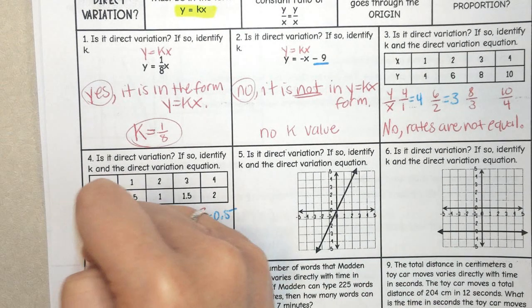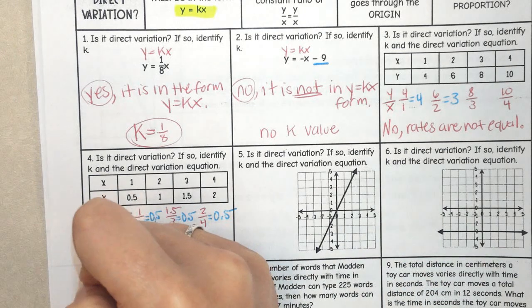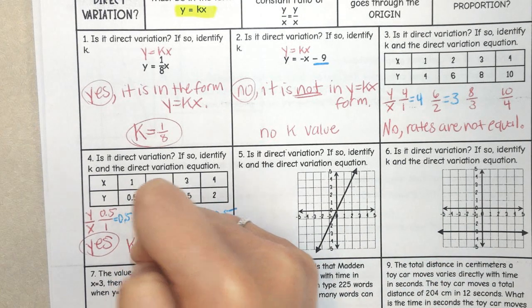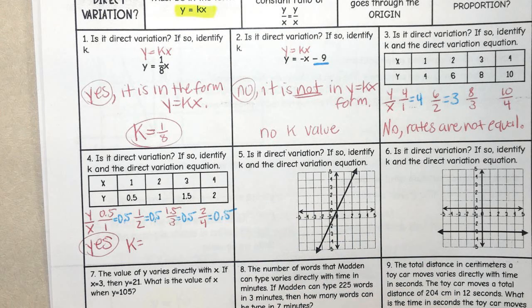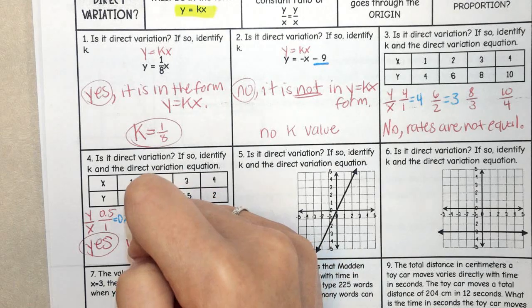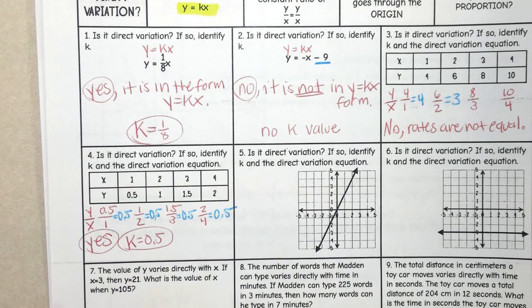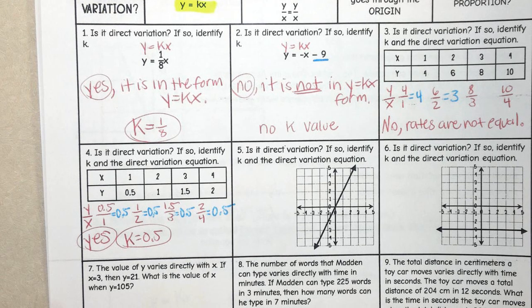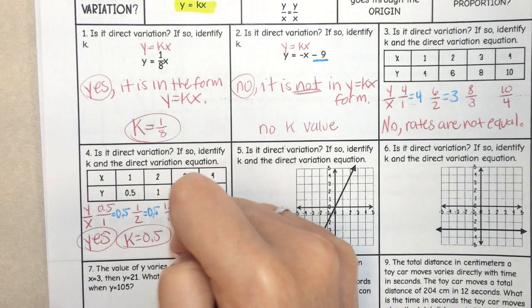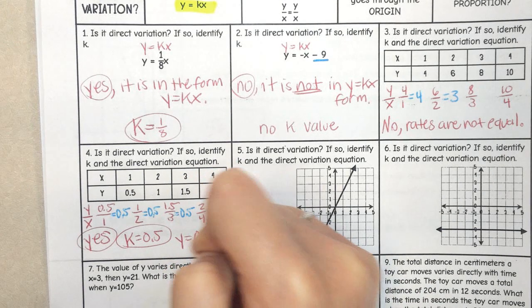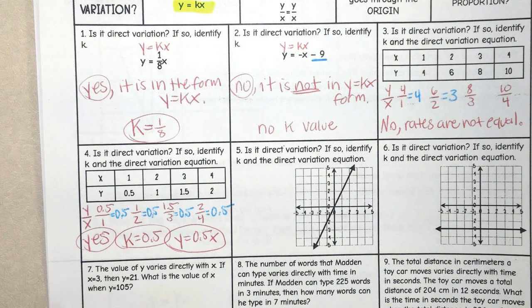Yes, it is. Since it's a direct variation, there is a k value. James P., what is my k value? 0.5. Yes, very good. Raise your hand if you can tell me what my equation is then for this direct variation. What is my equation for this direct variation? Go ahead. y equals 0.5. Fantastic. Very good.